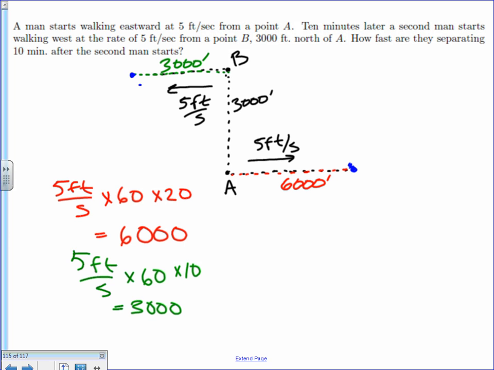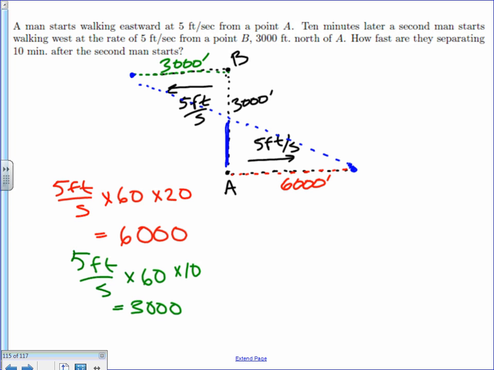The distance between them is this right here. This blue dotted line is the distance between them, and we want to figure out how fast they're going apart. Now, instead of looking at this as two triangles, we can make it one triangle, because we don't know the things in each individual triangle. So just play along with me for a second.